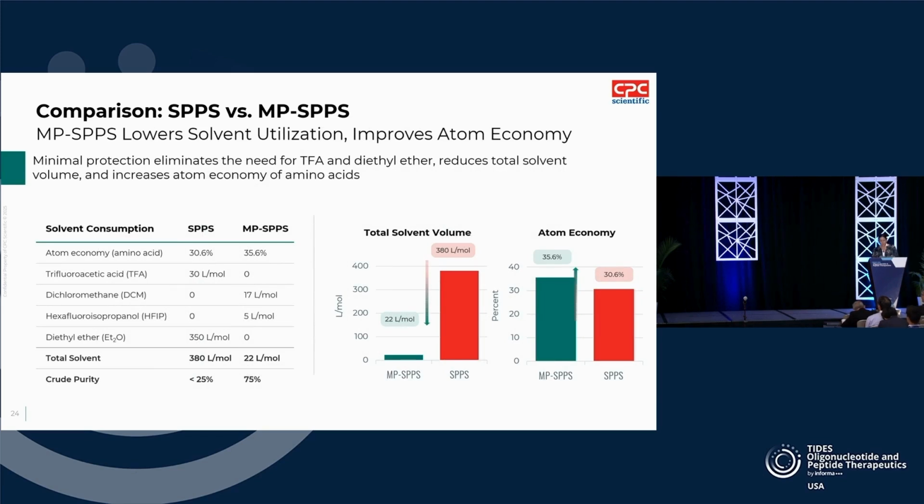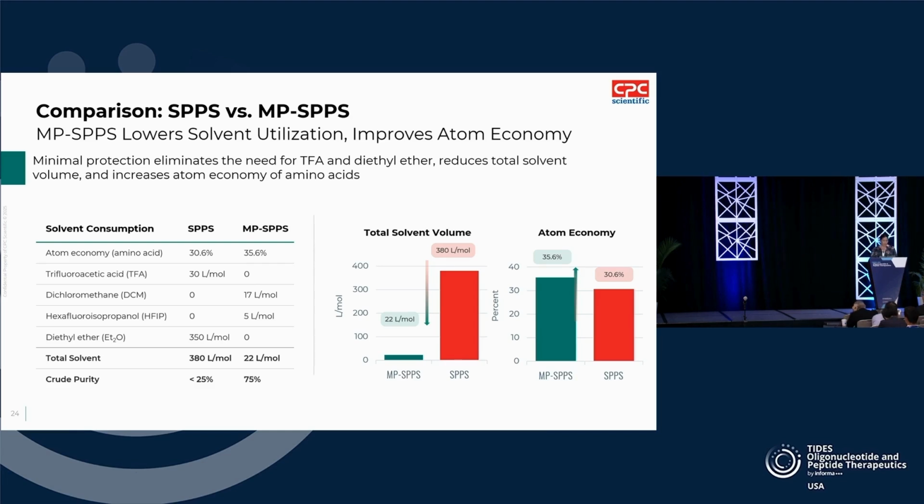So in the large-scale comparison, you can see the benefits of minimal protection. They're pretty obvious here: the quantities of the TFA and diethyl ether are considerable. The combined total of both of those reagents is 380 liters per mole for this traditional approach, and then the reagents are eliminated completely from the process in the minimal protection approach. In addition, the amount of solvent goes from 380 liters down to only 22 liters in the new process. And the atom economy is actually improved with the elimination of these protecting groups.